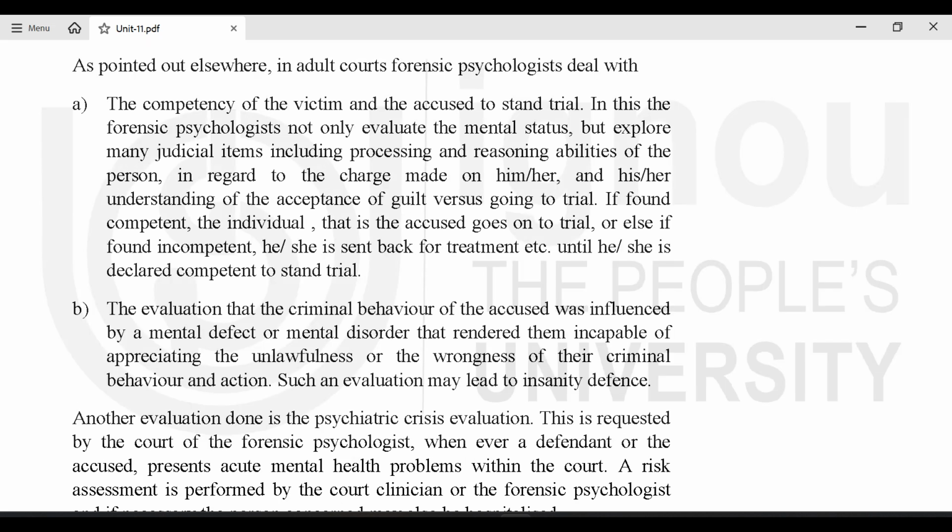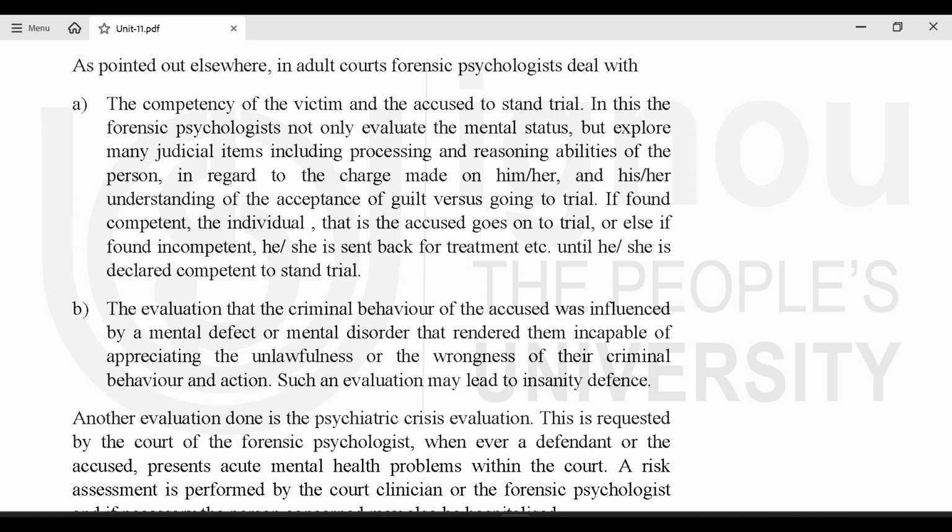As pointed out elsewhere, in adult courts forensic psychologists deal with the competency of the victim and the accused to stand trial. In this, the forensic psychologists not only evaluate the mental status, but explore many judicial items including processing and reasoning abilities of the person, in regard to the charge made on him/her, and his/her understanding of the acceptance of guilt versus going to trial.